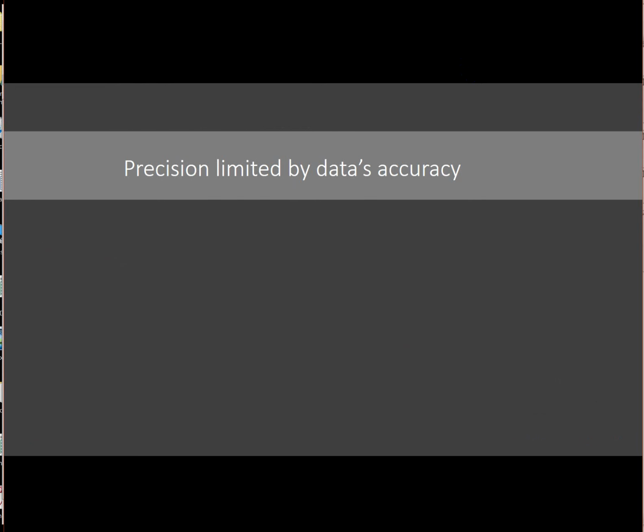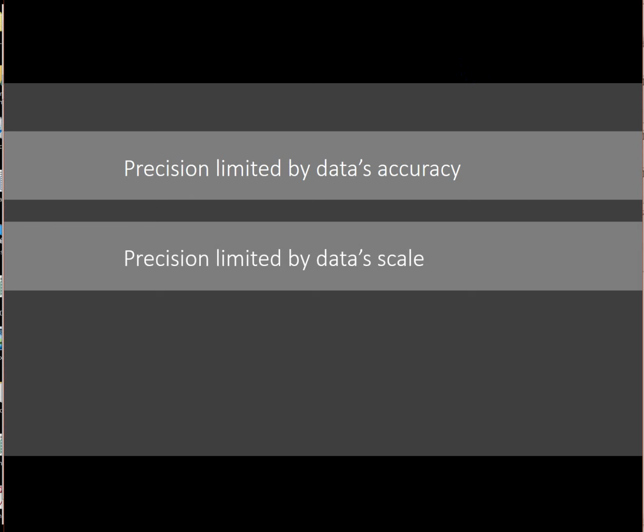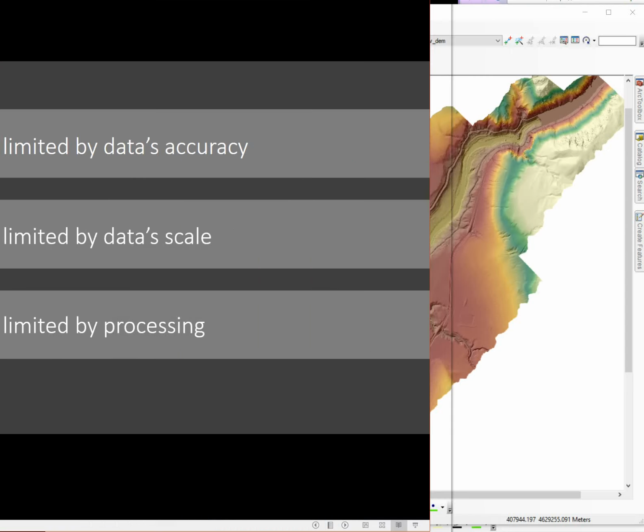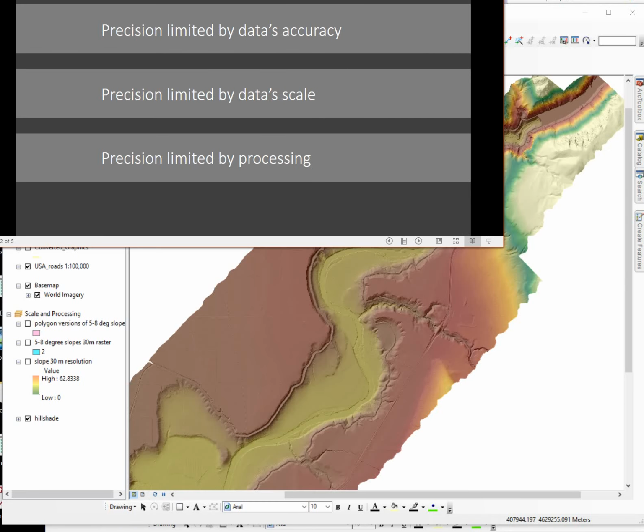The first is precision limited by data's accuracy. The second is precision limited by the data's scale. And the last one is precision limited by the processing or the analysis that we do. So let's start out in ARC.